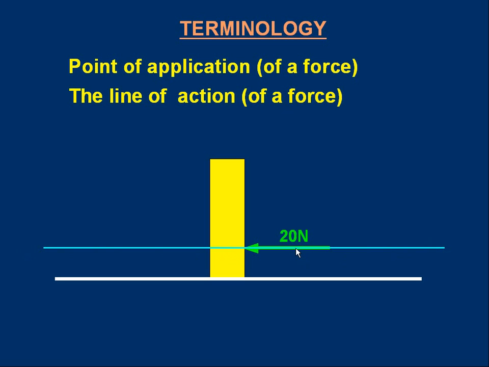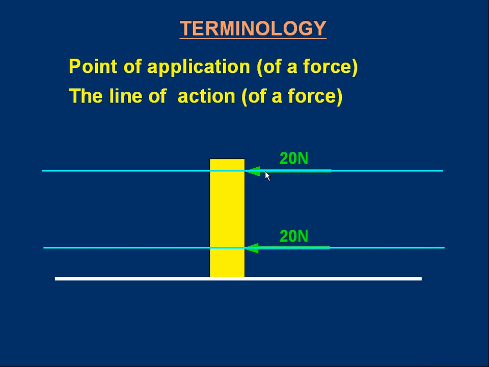Let's just look at another force, 20 newtons to the left. In vector terms it's the same. It's got the same magnitude, it's got the same direction, but it's got a different line of action. The point of application is now up here, and the line of action of this force would be that.